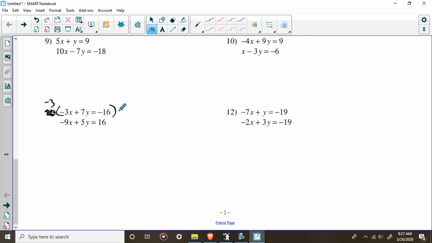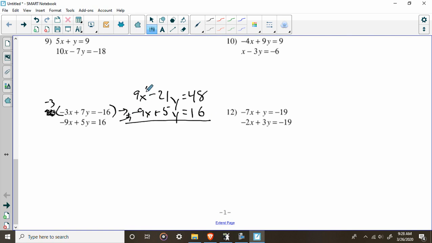Okay, so this one's going to become, again, 9x minus 21, right, times a negative 21y is equal to 48. 16 times 3 is 48. Okay? Again, watch the negative. This becomes positive. This becomes negative. This becomes positive. Okay? We're just going to bring this one as it is. 9x, 5y, and 16. So, let's add all these things together.